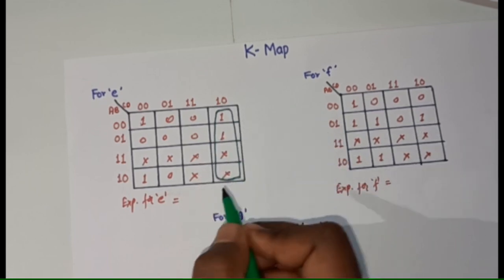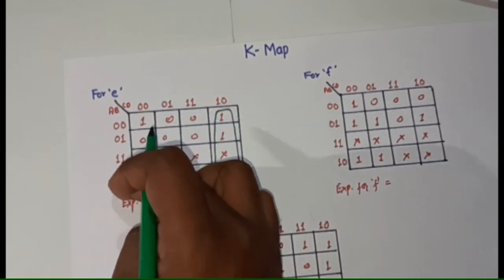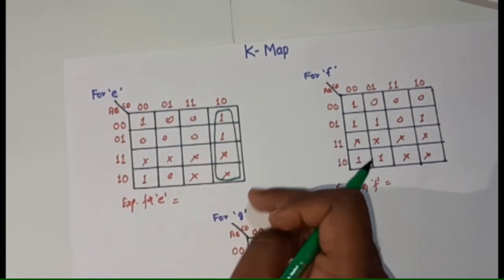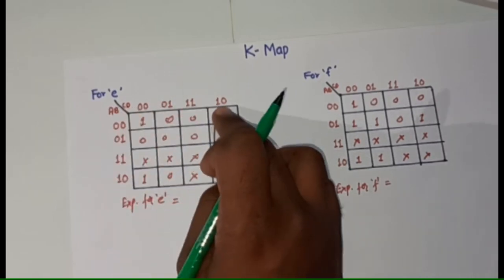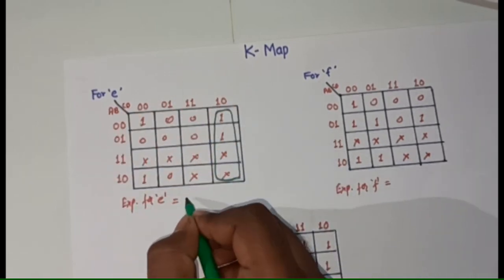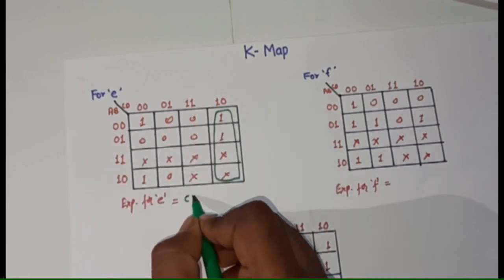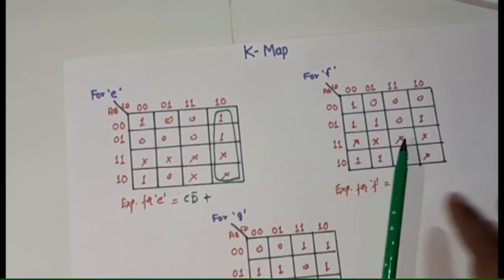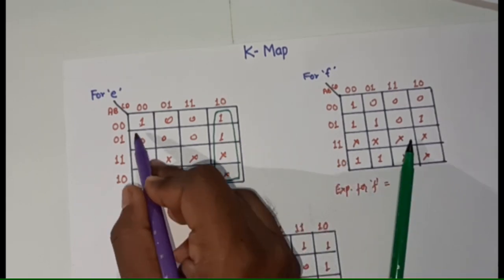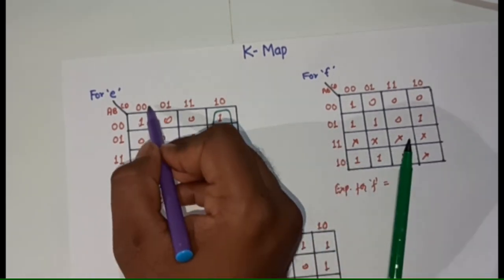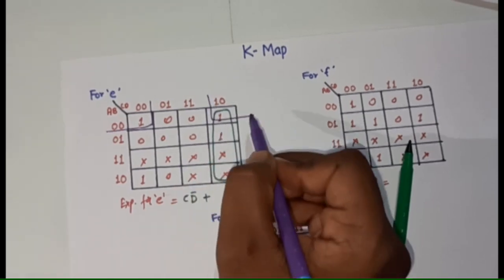In this, what is changing? A, B is changing throughout all the rows, but what is left out? C and D. What is C? C is 1, and what is D? 0, nothing but D bar. Is there a possibility of an octet with what is left out? No, we can form one quad.